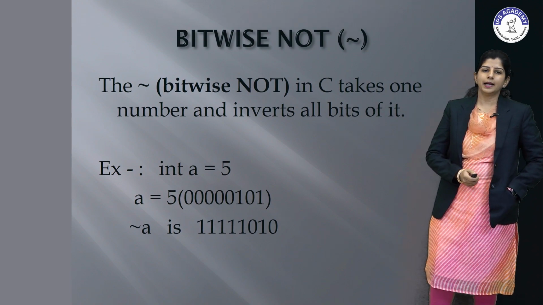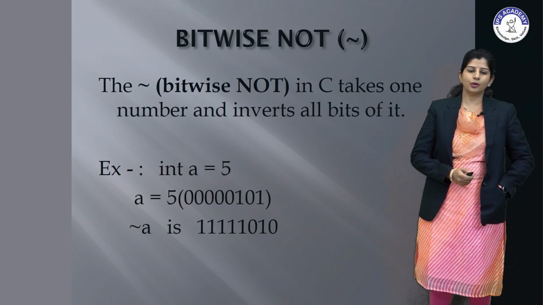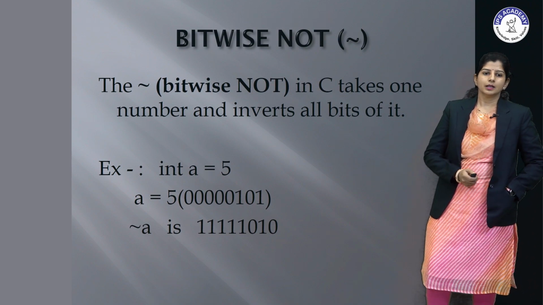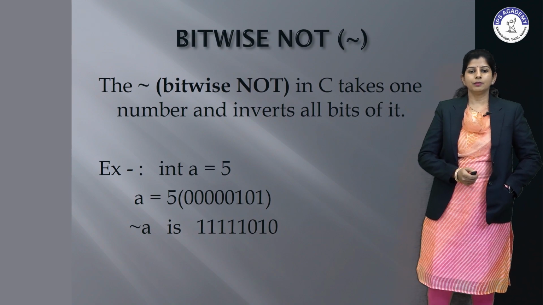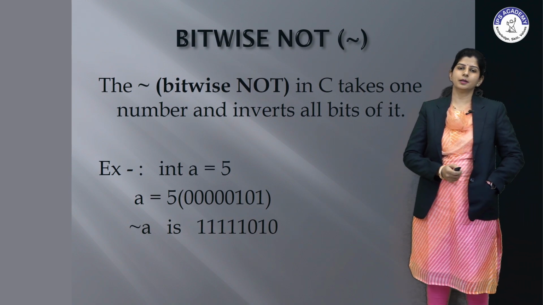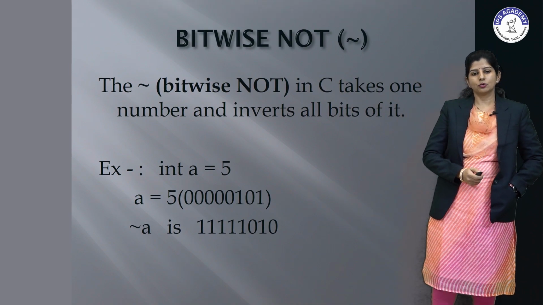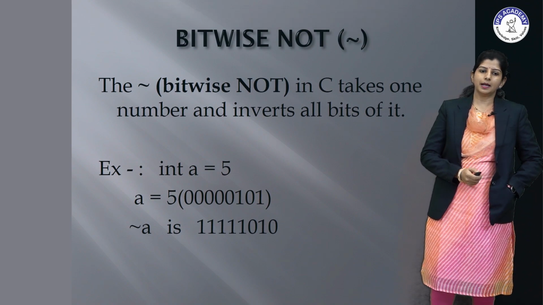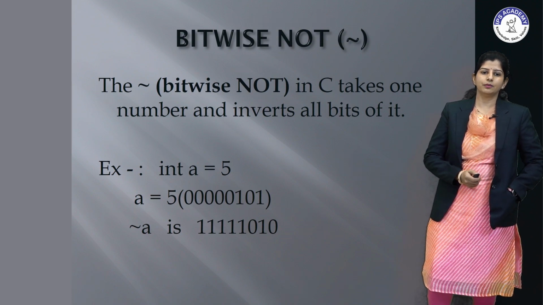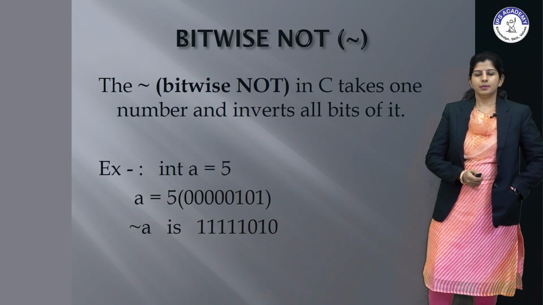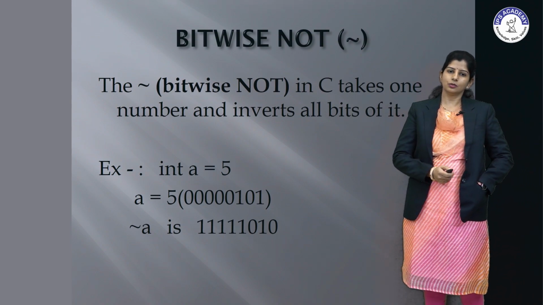When I apply the bitwise NOT operator, we can represent it in this form. It is easy and very helpful when we want to reverse all the bits, so we use the bitwise NOT operator. When I apply the NOT, just before the variable name a, I get my result: 1 1 1 1 1 0 1 0. Means every bit which had the value 1 is converted into 0.